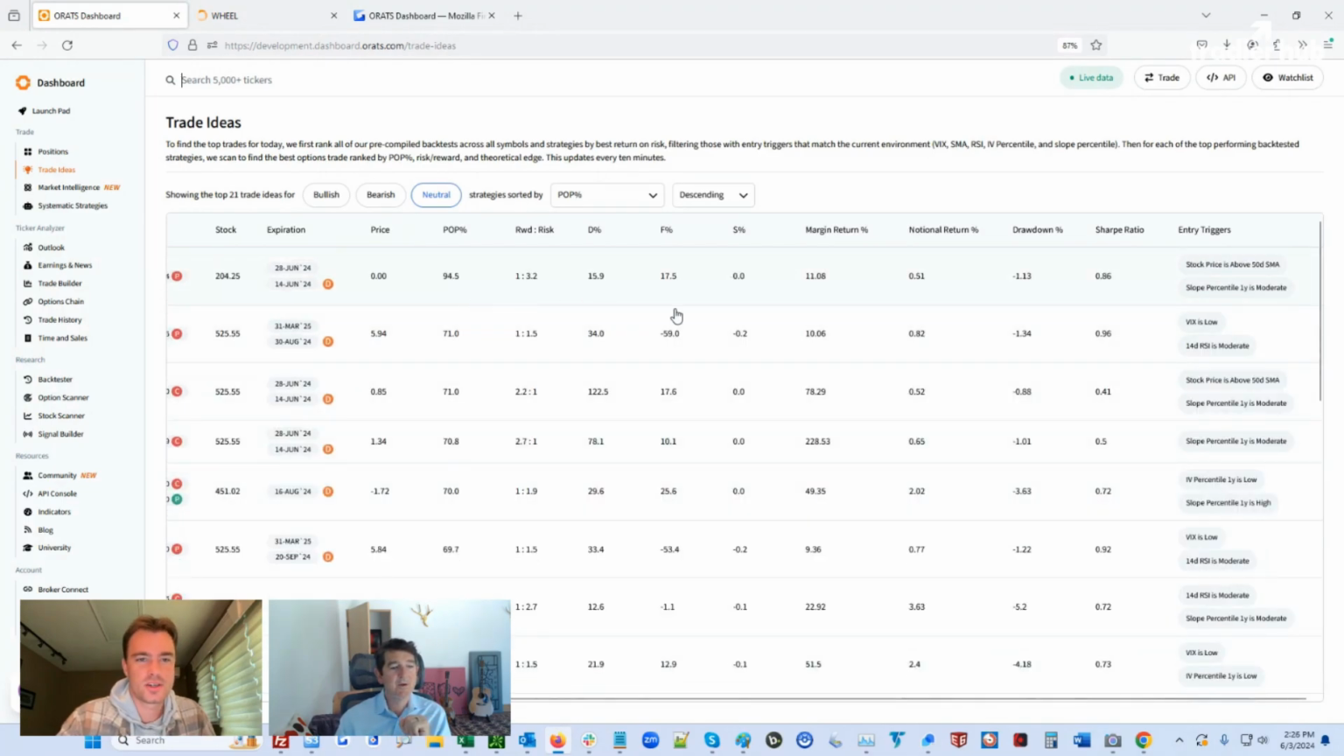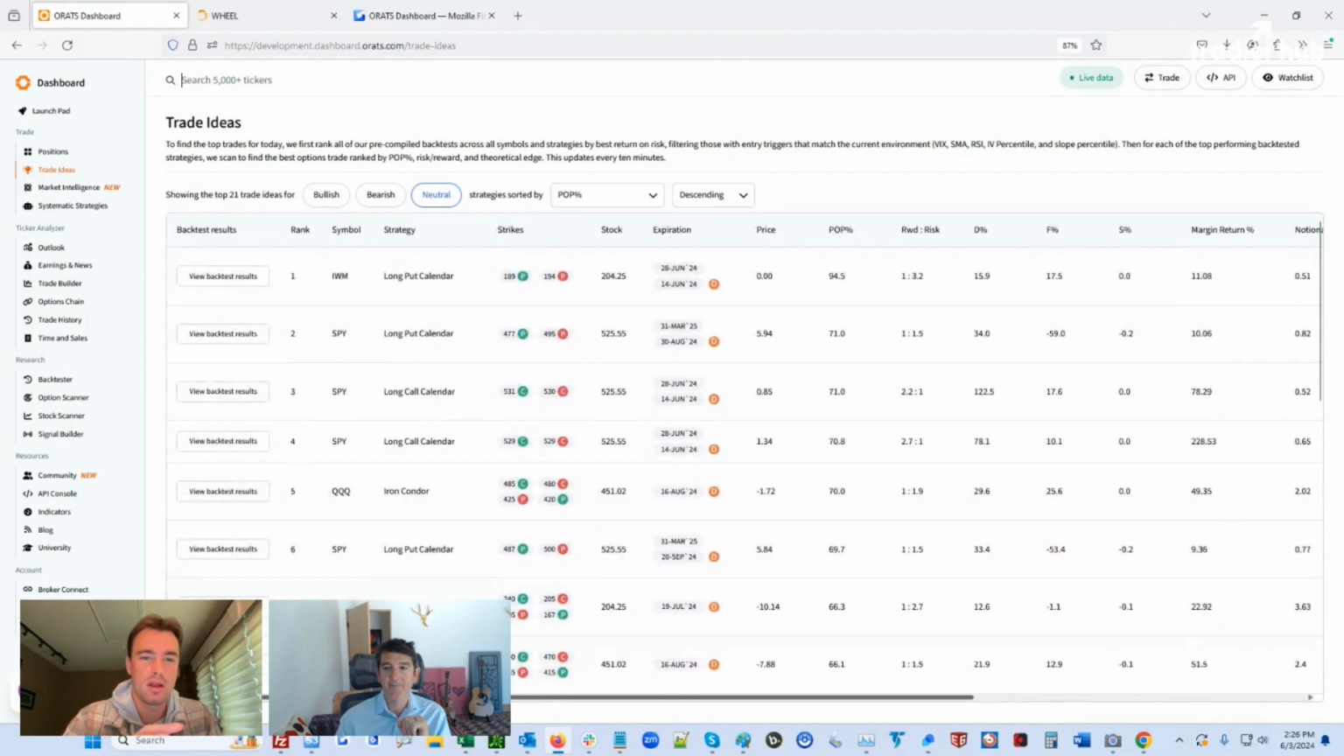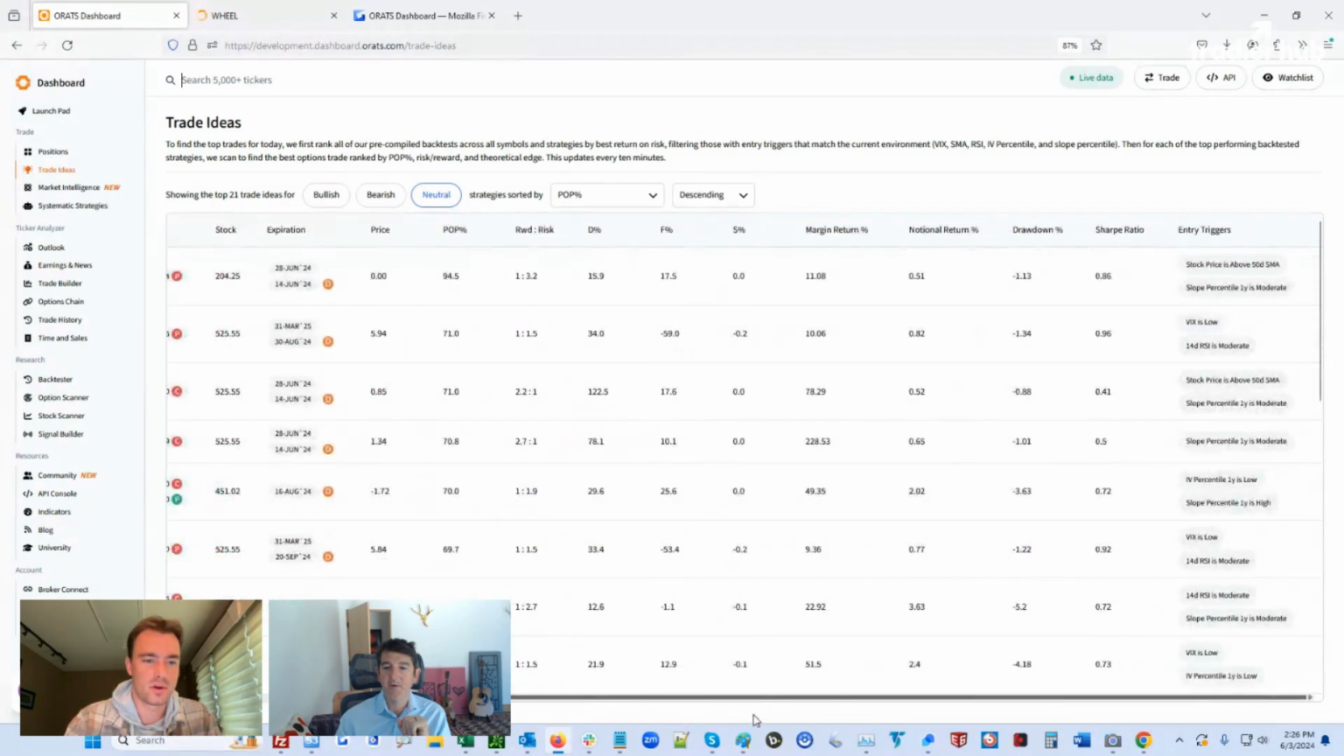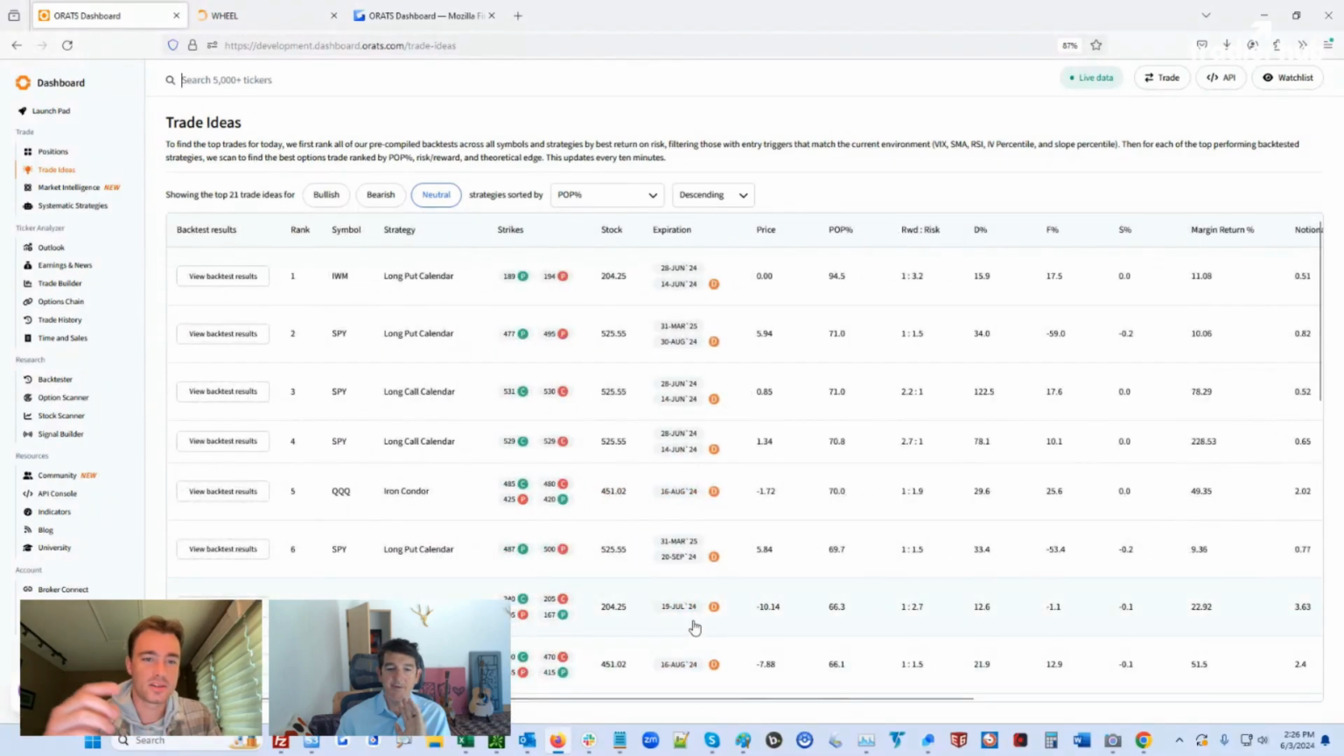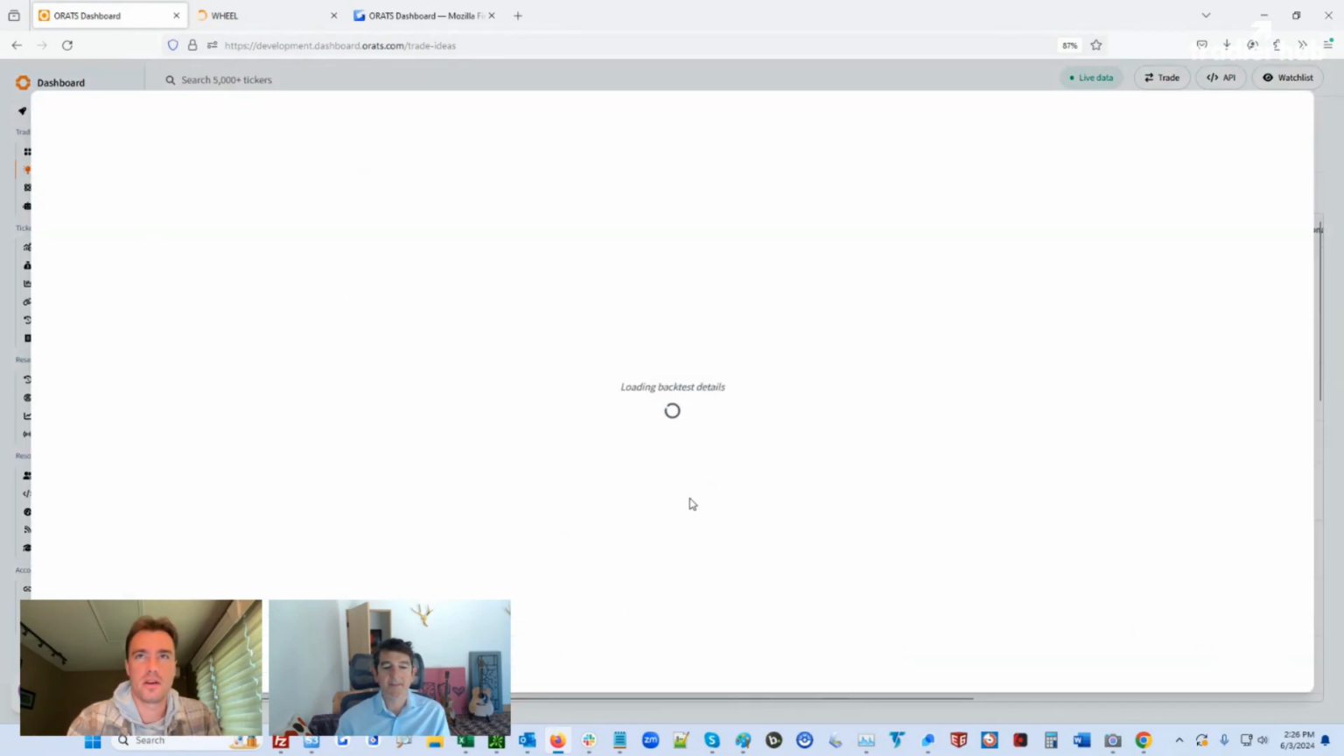Just to reiterate, these trade ideas are all backtests. These are trades that we've scanned for with the option scanner, but they've also been backtested. That really adds a lot of value to the trade idea. It's no longer just an idea; it's something we've actually tested.